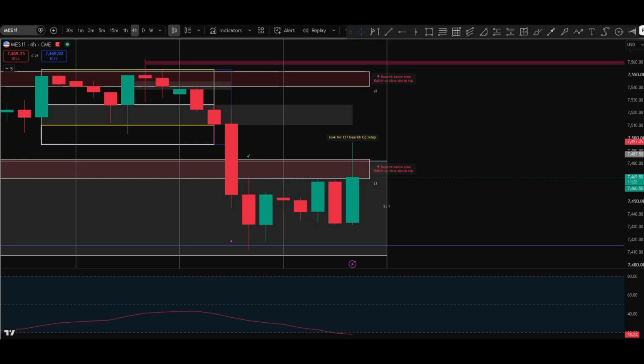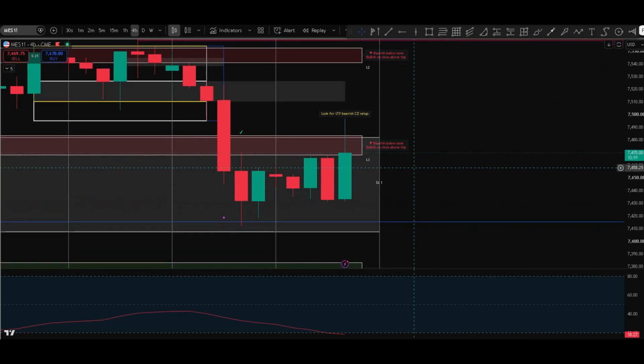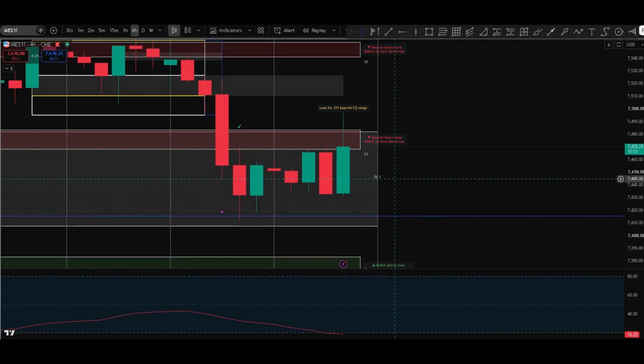Here I am on the 4-hour chart, and we can see that this candle here, which is our current candle, above it says look for lower time frame bearish containment zone setup. Now, why did we receive that message? As price traded above this red zone that we see here, that gave me a signal, an alert. And it said, hey, we're trading above a zone where we are bearish below that zone. So I want you to go down to the 1 minute time frame, and I want you to look for a lower time frame bearish containment zone setup.